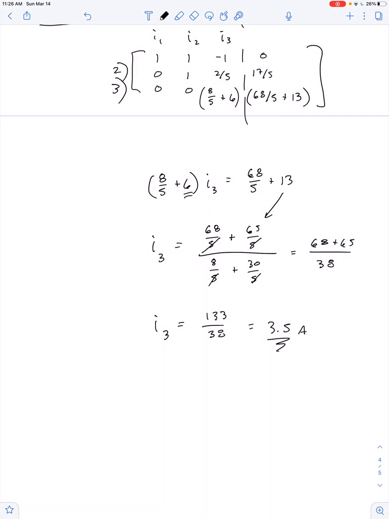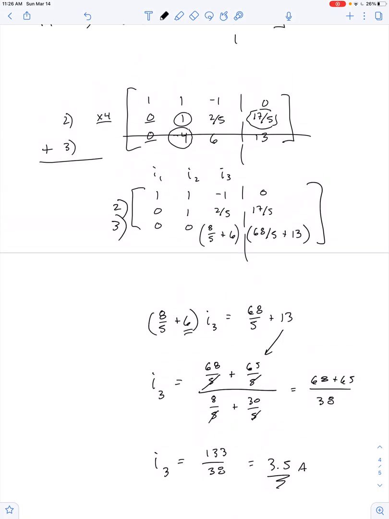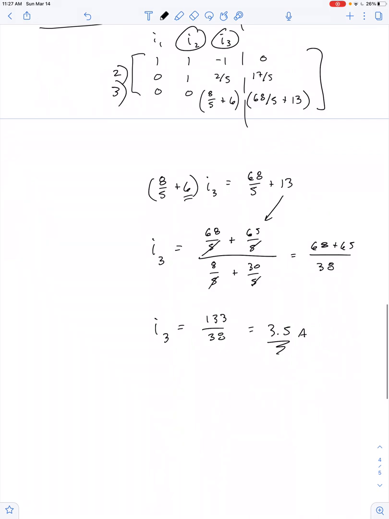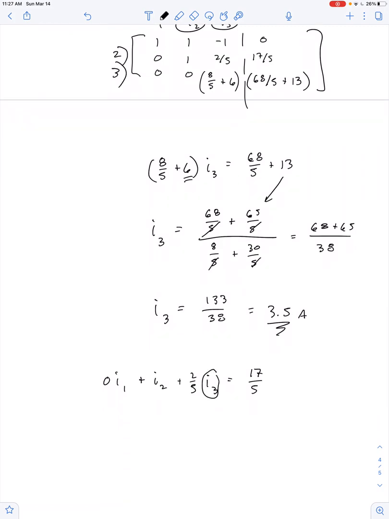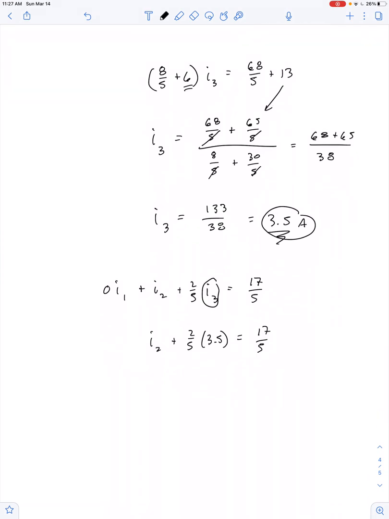Now remember what line 2 is telling us. These values of I2 and I3 are implied. So line number 2 is telling us that 0I1 plus I2 plus 2 fifths of I3 is equal to 17 fifths. But we know the value of I3 now is 3.5 amps. So we have I2 plus 2 fifths of 3.5 is equal to 17 fifths. Let's multiply through by 5. So 5I2 plus 7 is equal to 17, or in other words, 5I2 is equal to 10. So it looks like I2 is equal to 2 amps.